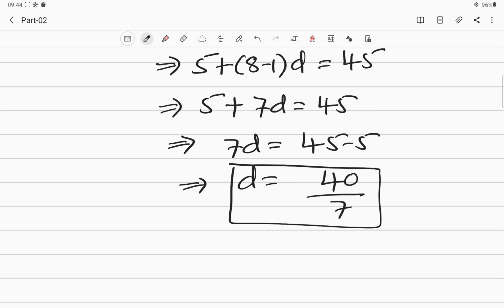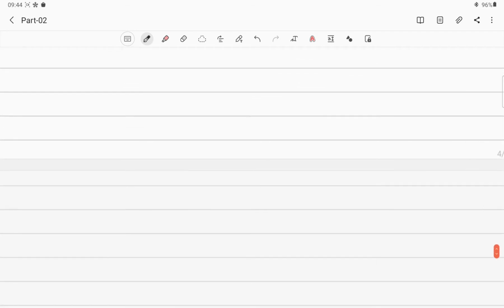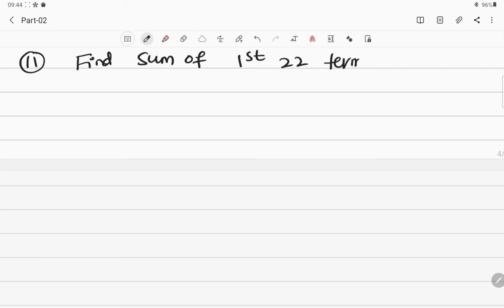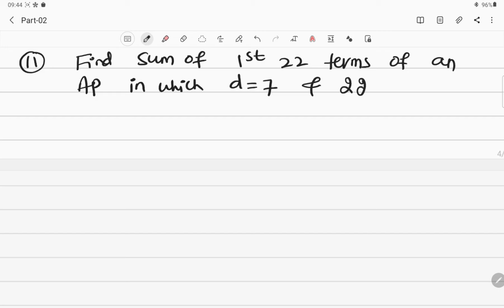Alright, then moving forward, let's get into the 11th question. Let's have a look at this 11th question. The question is like this: find the sum of the first 22 terms of an AP. That means they are asking S22. Alright, in which d is equal to 7 and the 22nd term is 149.